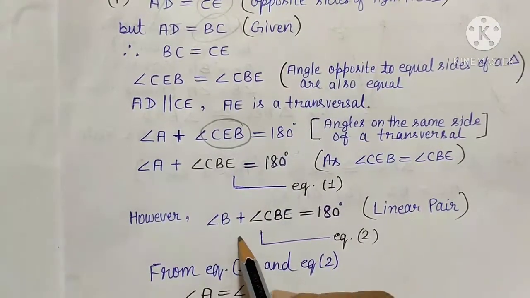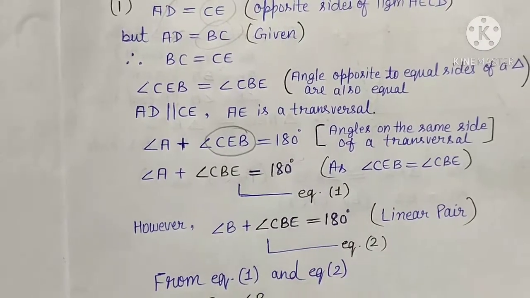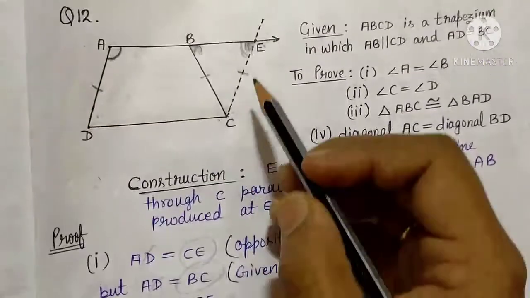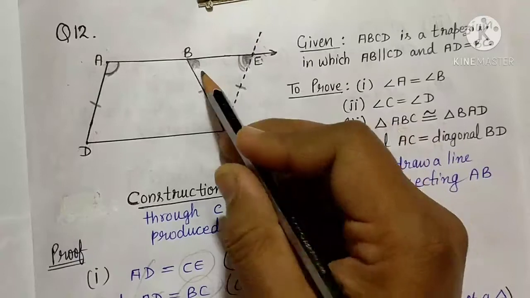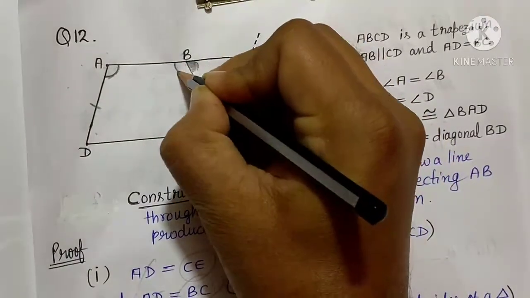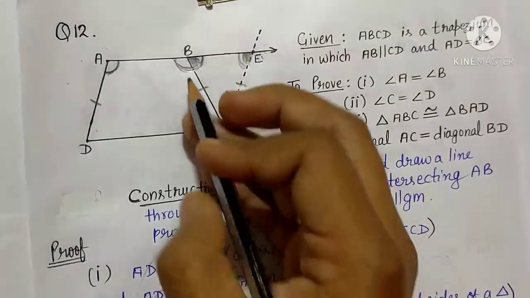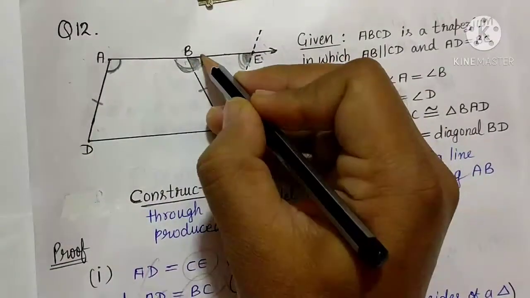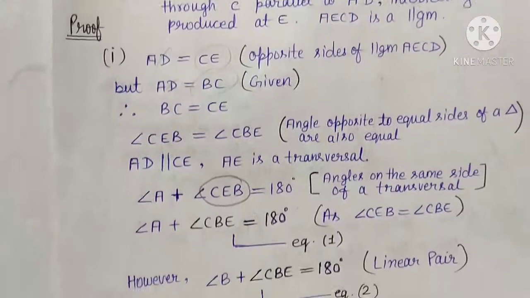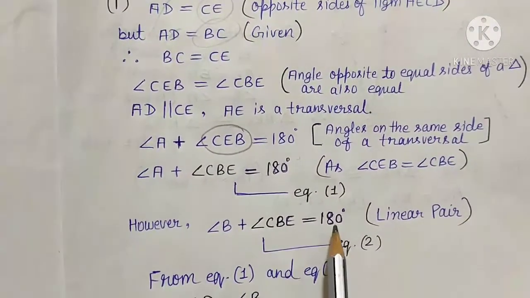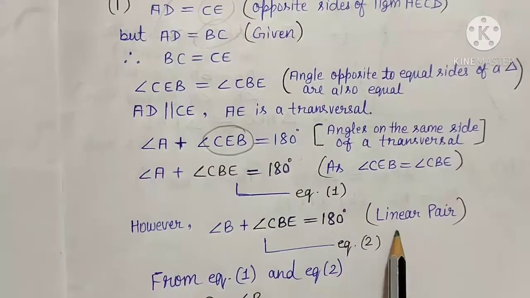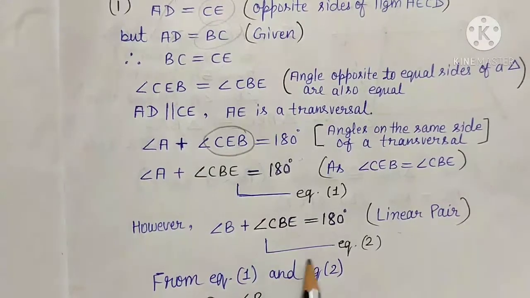However, angle B plus angle CBE, just check where angle B and CBE are. This plus this angle, what are they making? They are making a linear pair. Angle B and angle CBE, these two angles are making a linear pair. So angle B plus angle CBE is also equal to 180 degrees, as they are making a linear pair. So this is our equation number 2.